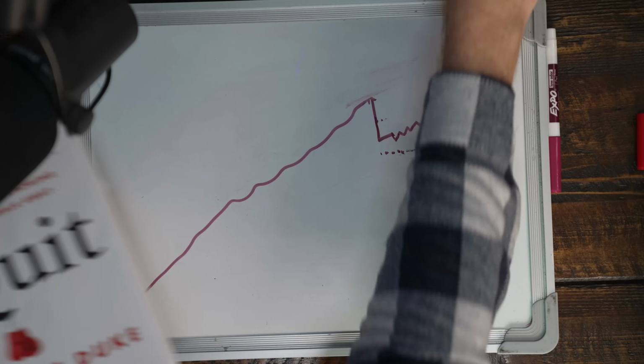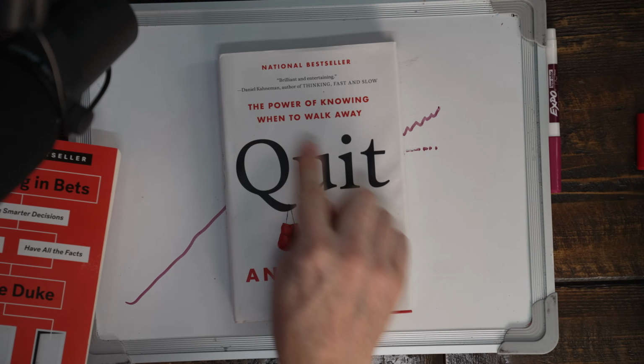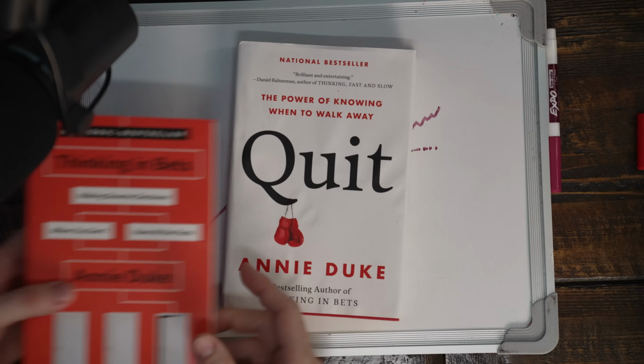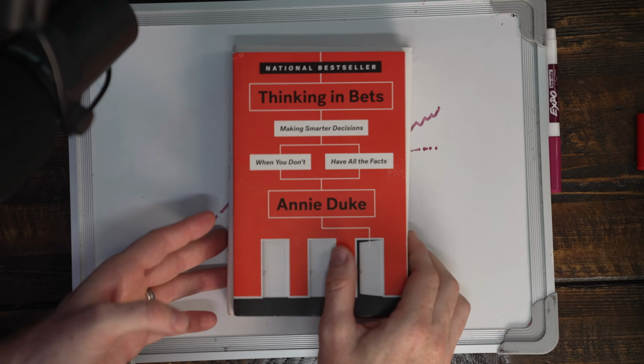Now, there's a great book I'll share with you. This one's called Quit: The Power of Knowing When to Walk Away by Annie Duke. And this one's called Thinking in Bets, same author. She told a story of taxi drivers in New York City. It was a study of taxi drivers.